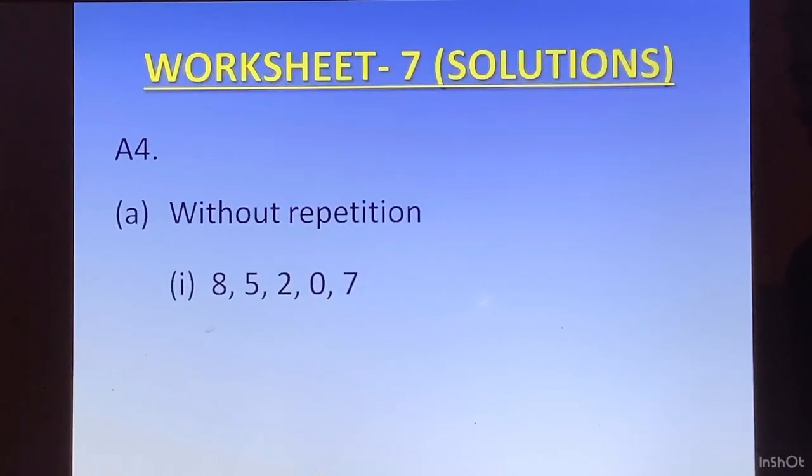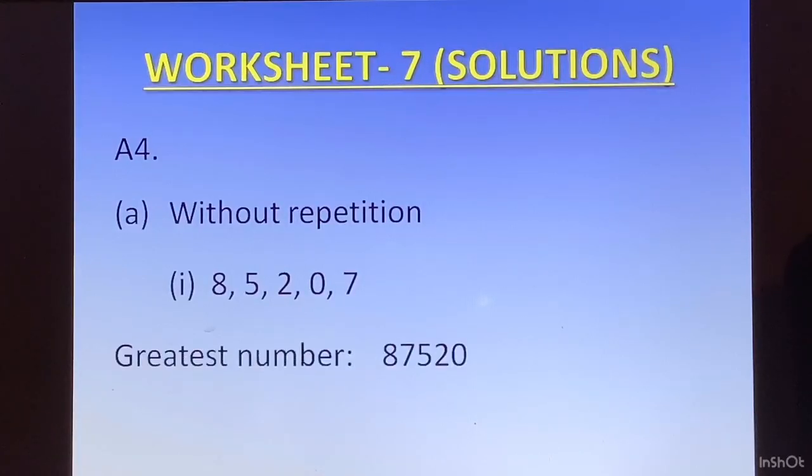So for the greatest number, we just have to write the numbers in descending order. The biggest digit first and the smallest digit in the end. So it is going to be 87520. For the smallest number, we have to write in ascending order.